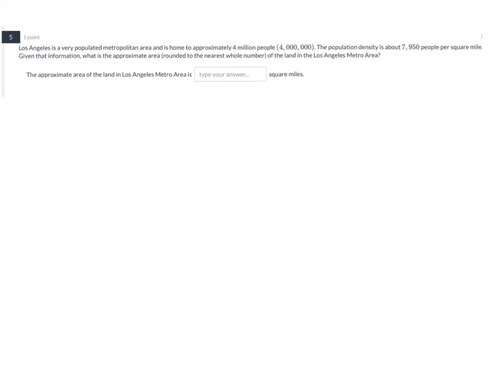All right, in this last problem, we're going to talk about population density. Here we go. Los Angeles is a very populated metropolitan area. It's home to approximately 4 million people. The population density is about blah, blah, blah. Given that information, what is the approximate area? So to talk about population density, we need to kind of know what it means. It means the population per square mile. So population over area tells you the density, the population density.